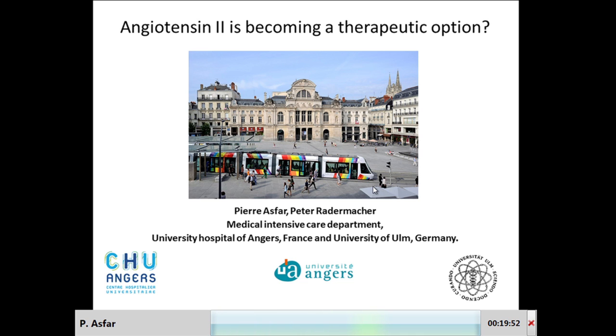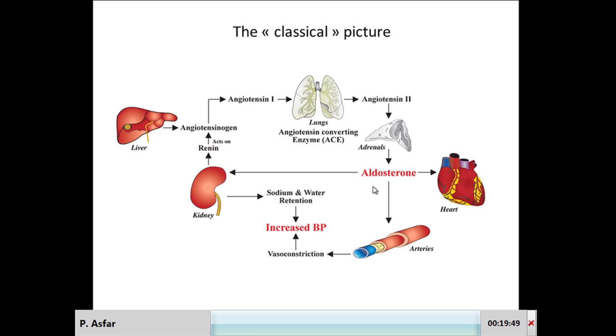So it's a new old topic, and as you know, the renin-angiotensin system is very well known. You have learned this slide at your medical school. The liver produces angiotensinogen, which is cleaved into angiotensin I, and after that, in the lung, angiotensin-converting enzyme cleaves angiotensin I into angiotensin II, and then you have the peripheral effects of angiotensin II on the heart and vessels, and also on the kidney.